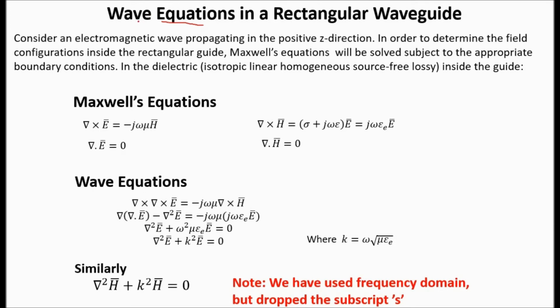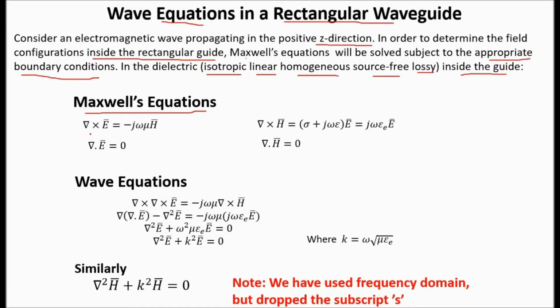Wave equations in a rectangular waveguide. Consider an electromagnetic wave propagating in the positive z direction. In order to determine the field configurations inside the rectangular guide, Maxwell's equations will be solved subject to the appropriate boundary conditions. In the dielectric inside the guide, we can write Maxwell's equations in the point form and frequency domain. Let us assume the dielectric substance is isotropic, linear, homogeneous, source-free and lossy medium.